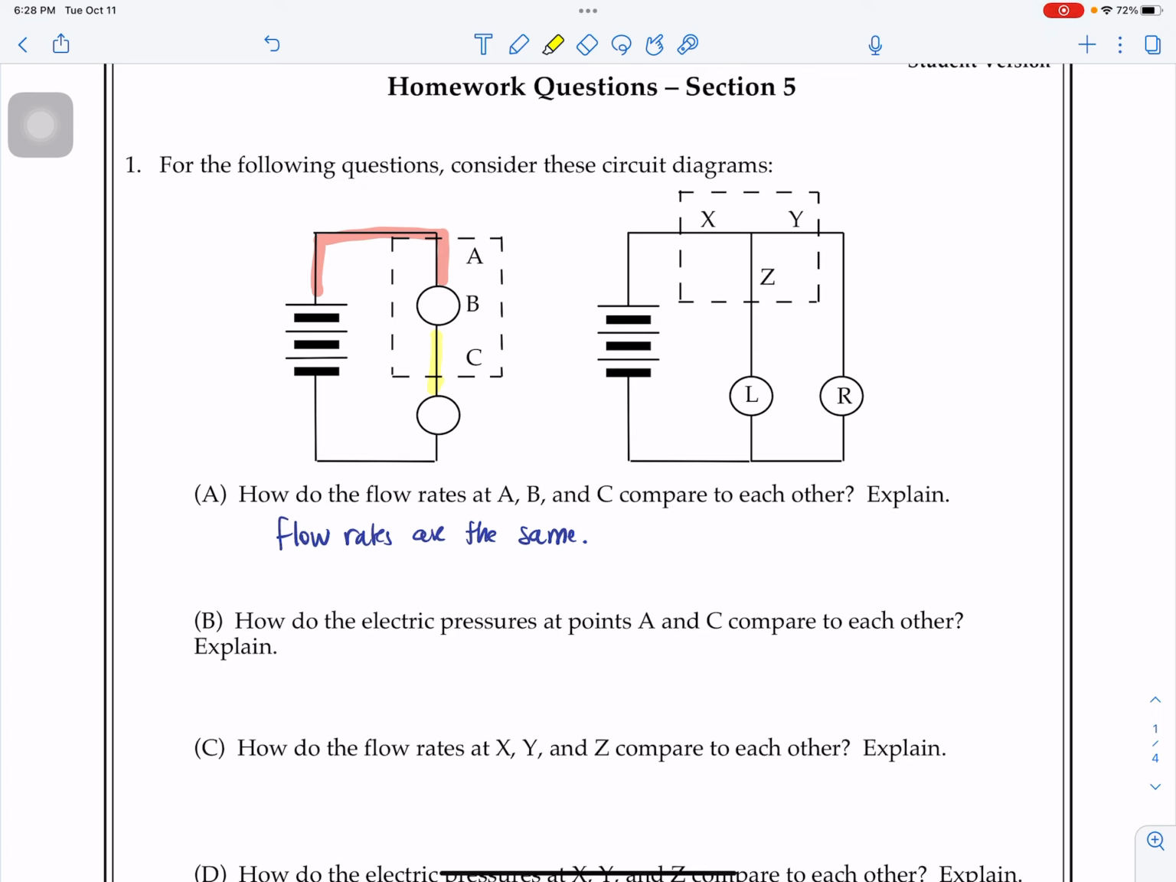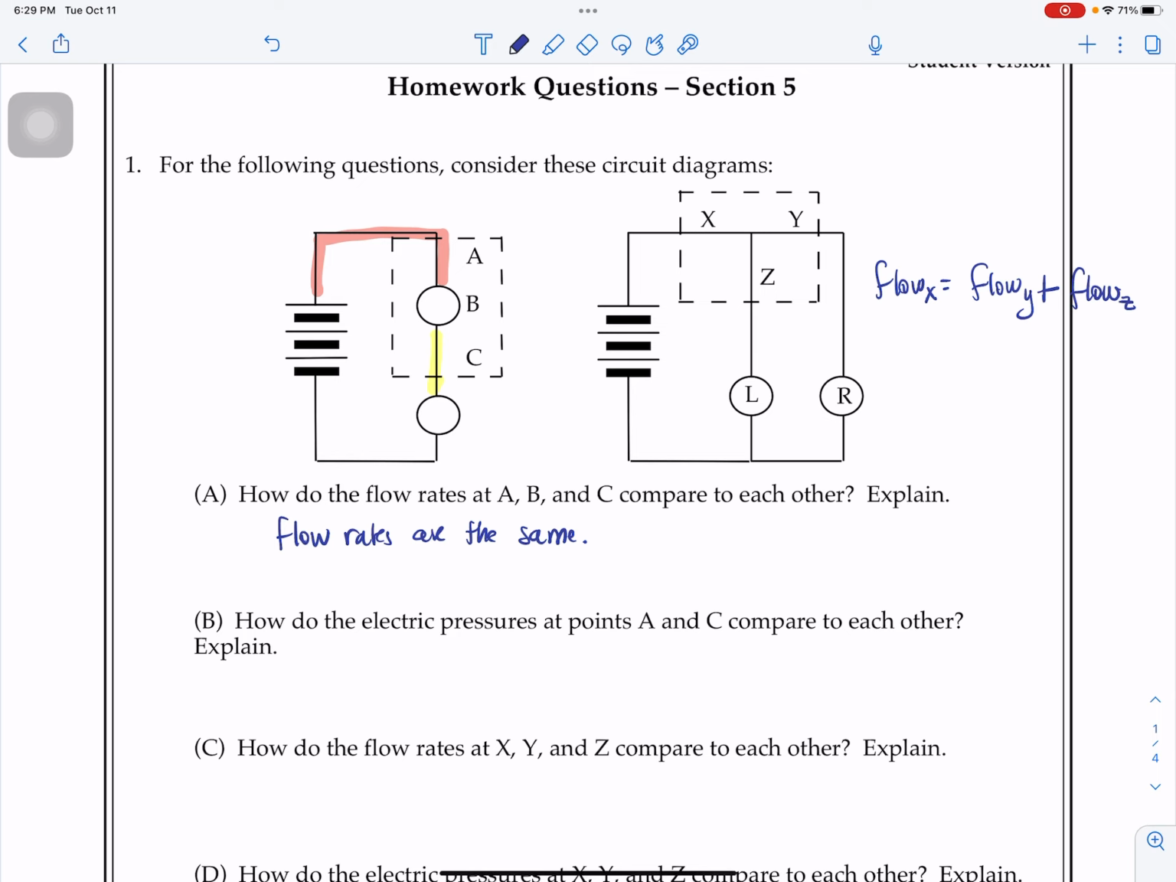How do the flow rates at X, Y, and Z compare to each other? Well, we know that the flow has to split because I have different paths. And so there is going to be unequal flow in Y and Z. We know that, I'll just write it down, that the flow through X is going to be equal to the flow through Y plus the flow through Z.